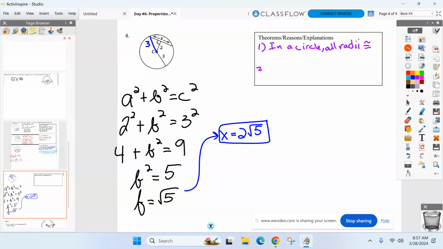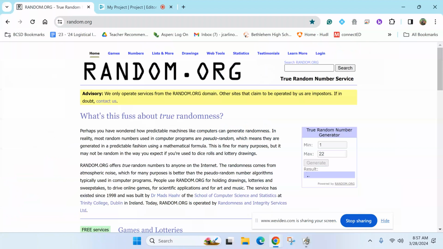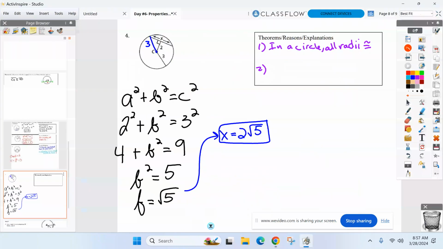And then second, how did I know to not keep radical 5 as my answer? And how did I know to double it? How did I know to double radical 5 and just not keep it? Stephanie, over to you. What was happening to that chord? Yep, it was being cut in half. How do I know it's being cut in half? Because you had a diameter that was what?